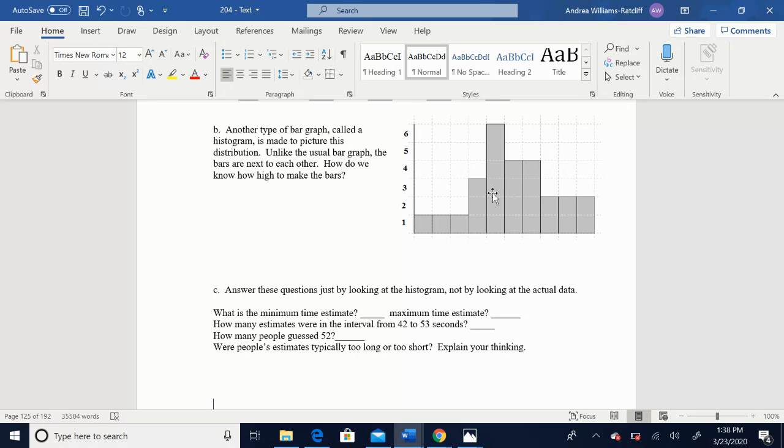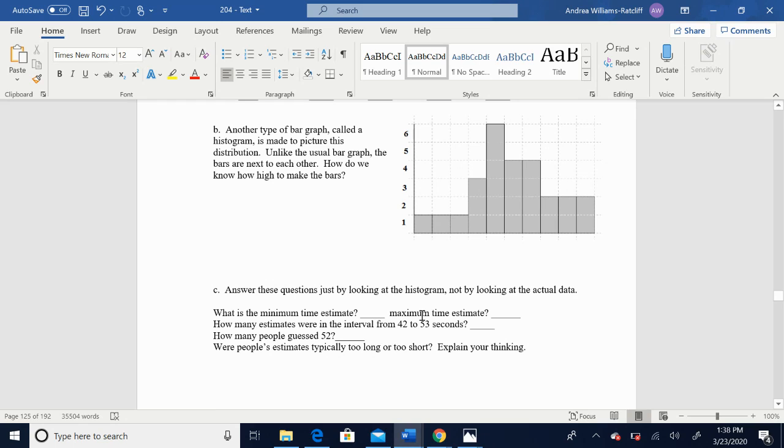In terms of trying to answer these questions, it's a little bit hard to do. We can't really tell you what the minimum time estimate is, because all we would know is what this category is. We would know we had one measurement somewhere between 30 and 35. We wouldn't know exactly what it is. If we went to try to do the maximum time, we would know we had two estimates somewhere between 84 and 89, but we wouldn't know exactly what it was. Okay, so it would be next to impossible without some additional information to answer those first two questions.